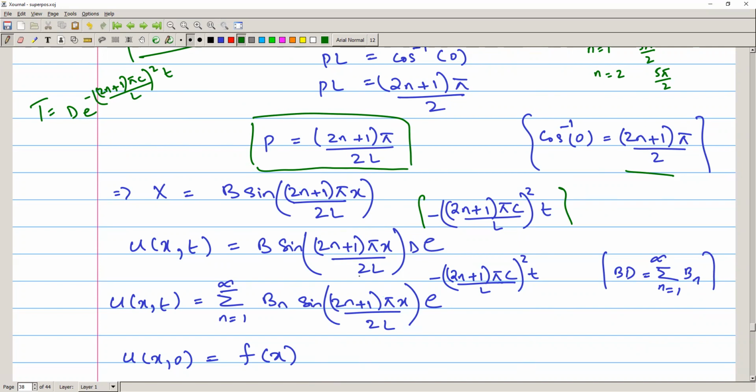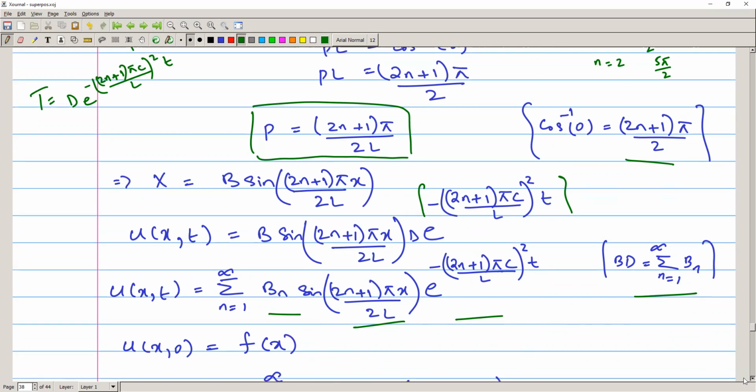So now we can combinedly write it as the sum of bn from 1 to infinity. So we construct a general solution of this form. Now we will apply the initial condition which is given in the question, that is u of x comma 0 is equal to 0.